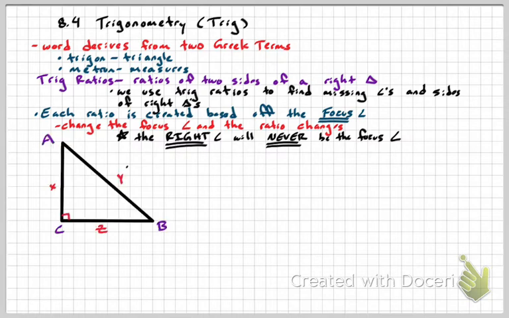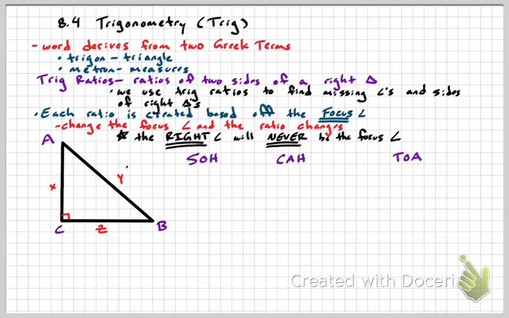So take a look at this triangle. I have triangle ABC. I have side lengths X, Y, and Z. As I said already, the right angle will never be the focus angle, meaning in this diagram, either angle A could be our focus angle or angle B could be our focus angle. Based off your focus angle and the information you are given, that is how you determine how to solve your problem using trig.